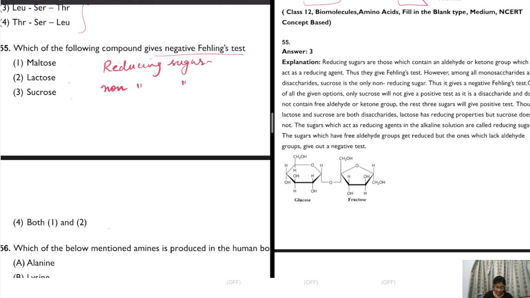Reducing sugars contain free keto or aldehyde group, and non-reducing sugars do not have free keto or aldehyde group. So if we have a free keto or aldehyde group, that is reduced by the Fehling's test. So they will give positive Fehling's test. So all the reducing sugars will give this test. So among all these, if you see, sucrose here is the only non-reducing sugar.